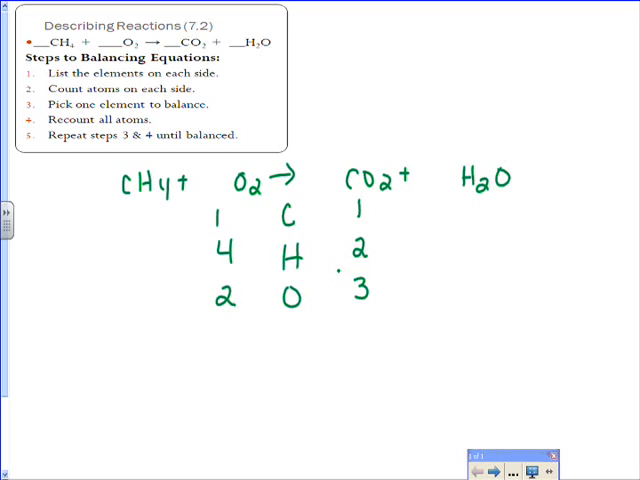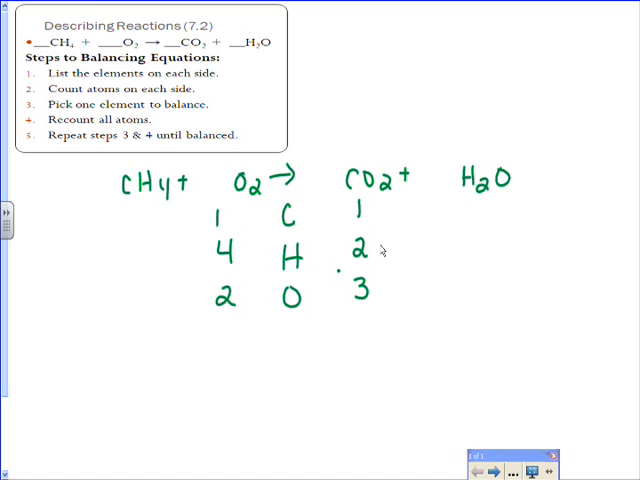Now, the next thing is you pick one element to balance. Do you see how oxygen has 3 and 2? That is a very difficult element to balance at first, and sometimes it works itself out in the end. So always choose something easier to balance. And I'm going to tell you that you can only multiply to make things balance. That's the only thing you can do.